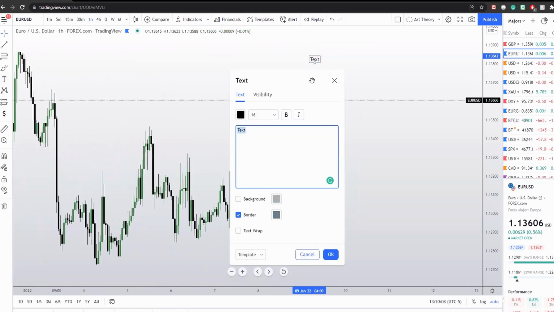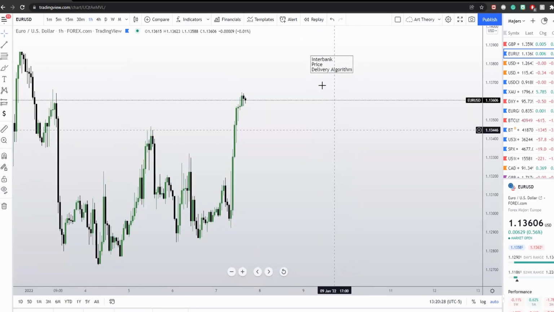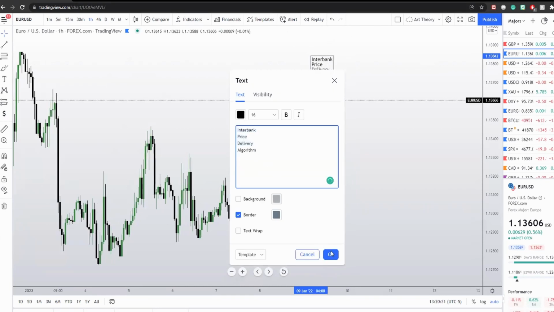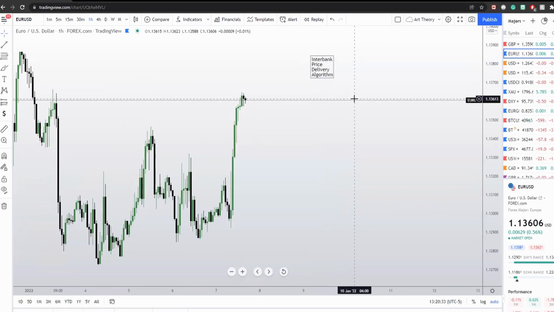So the IPDA is an acronym for Interbank Price Delivery Algorithm. Okay. Oops, put the A in there. So the IPDA, all right. And this is all from ICT himself, Inner Circle Trader. I'm not taking credit for any of this. This is all from ICT. I thank ICT for all my lessons. But yeah, this is all from ICT.